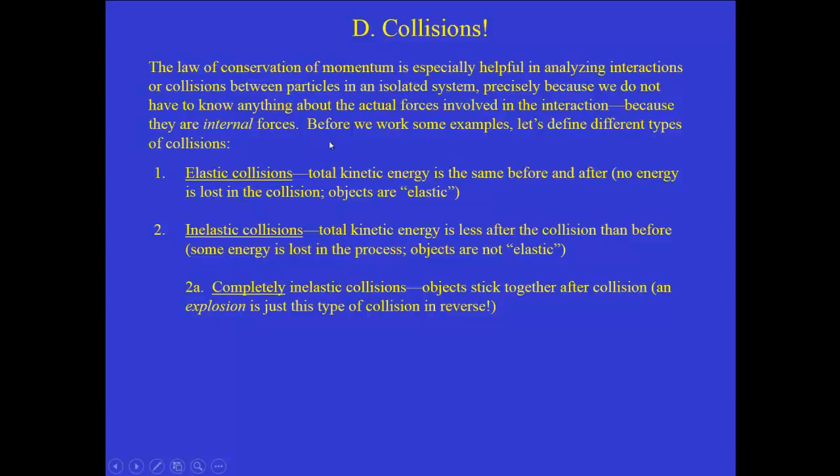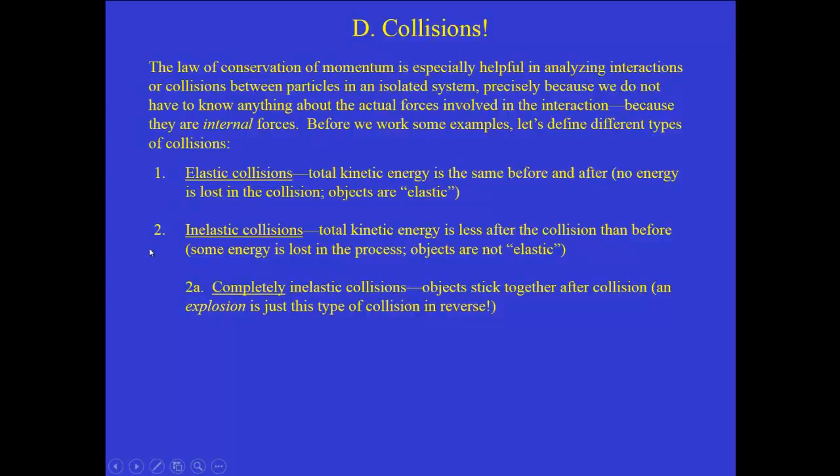So, before we work through some examples, though, let's define the different types of collisions that we can have. And they're broadly broken into two different categories. One is that of elastic collisions. For elastic collisions, not only is the total momentum of the system conserved, according to the law of conservation of momentum, but the total kinetic energy of the system is the same before and after the collision. And so what this is saying is the collision happens in a way that no energy is lost in the collision. And these are called elastic collisions because if the objects are elastic, then although they may touch each other, they spring back and they regain any energy that caused them to deform.